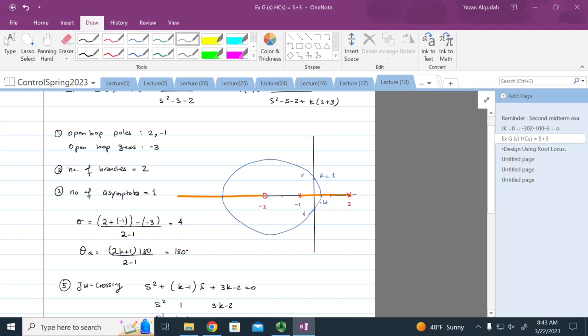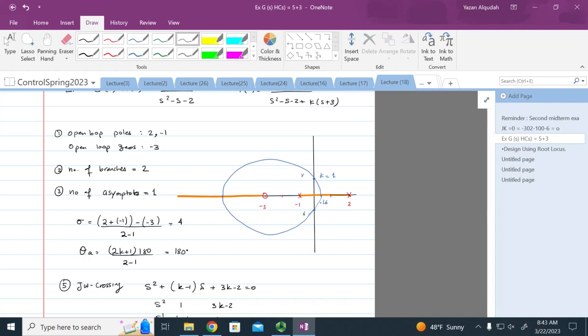But what if these are the specifications for my response? Based on zeta and omega n, I want the poles to be located at this location. What do I have to do? I have to change the root locus. With the gain alone, I'm not going to be able to do that. Therefore, I have to change the dynamics of the system.